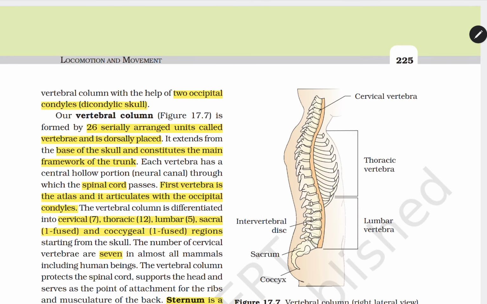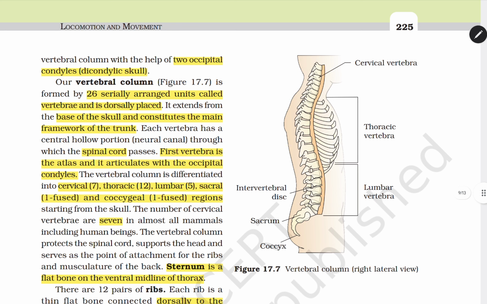Coming to vertebral column, 26 serially arranged units called vertebrae, and it is dorsally placed. It extends from the base of the skull and constitutes the main framework of the trunk. Each vertebra has a central hollow portion through which the spinal cord passes. First vertebra is the atlas. It articulates with the occipital condyle and helps in the movement of the skull.